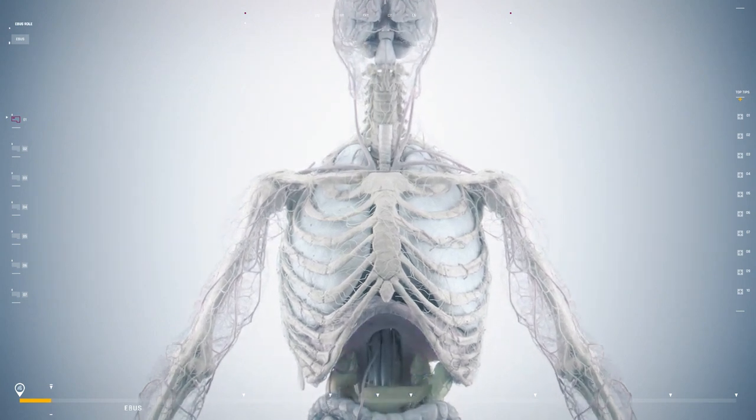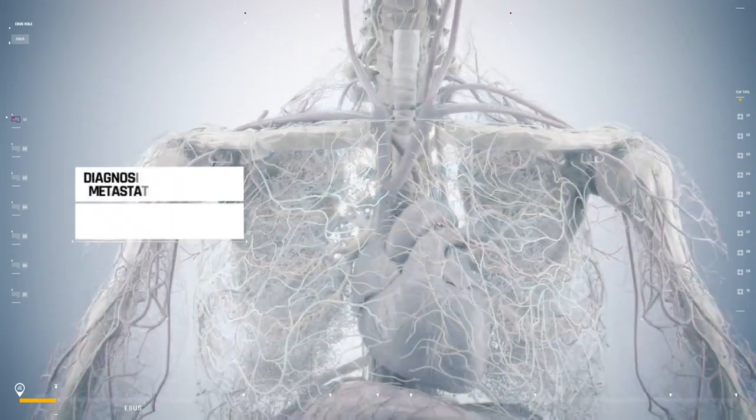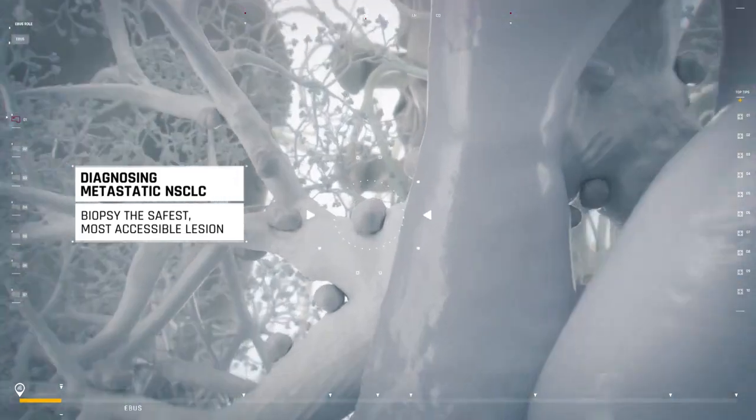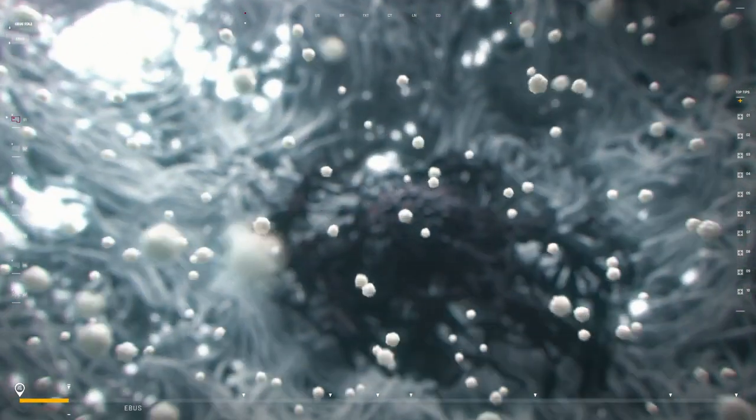For patients with metastatic lung cancer, a tissue sample should be taken from the safest, most accessible lesion for the purpose of confirming a diagnosis, subtyping the lung cancer, as well as molecular profiling to determine eligibility for a specific therapy.